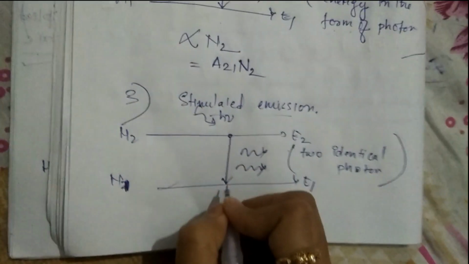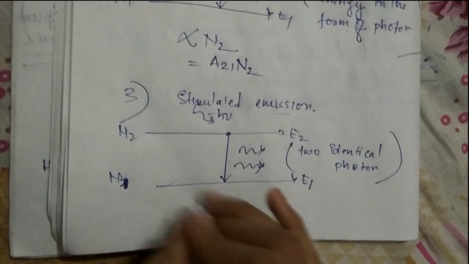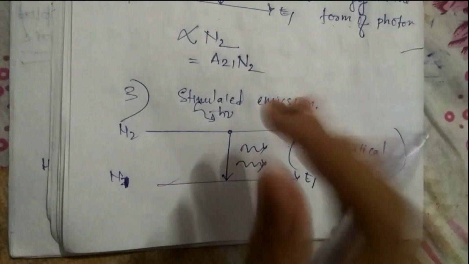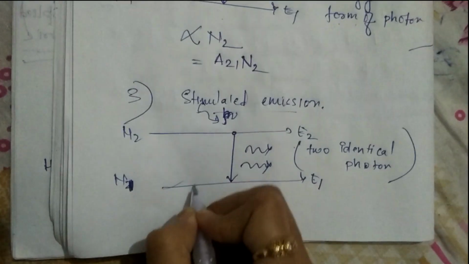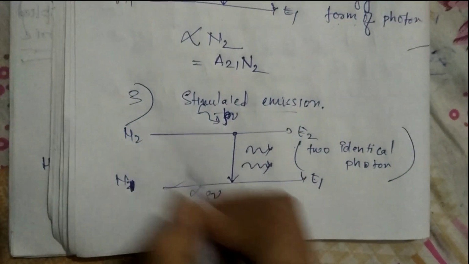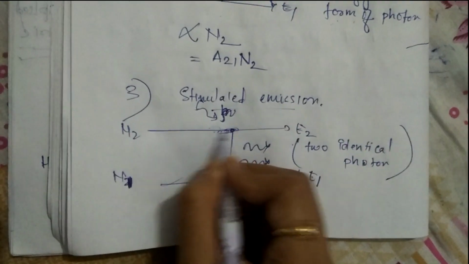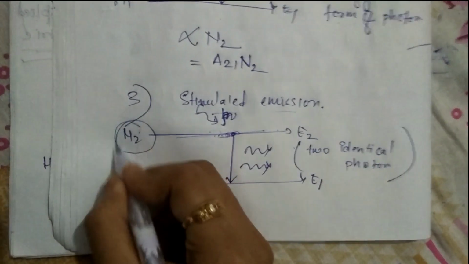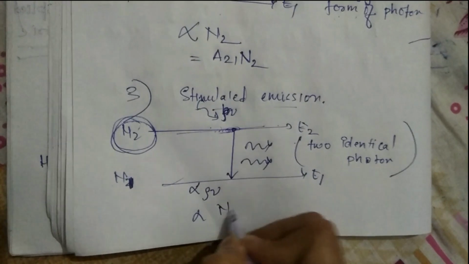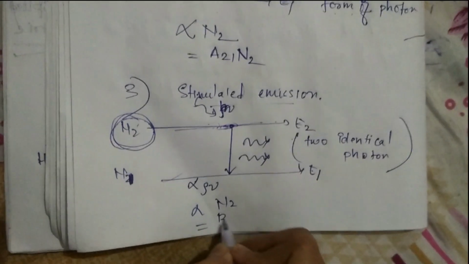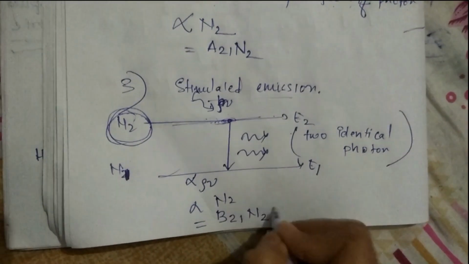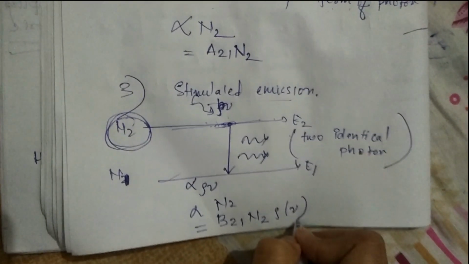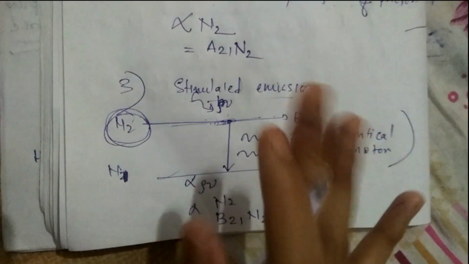Here, stimulated emission depends on two factors. First, how much energy we supply, so it is directly proportional to rho nu, and second, how many electrons are available in the energy level E2, the number N2. Since there is a transition from 2 to 1, we write B21 N2 rho nu. These are all for the calculation purpose for the Einstein coefficient.